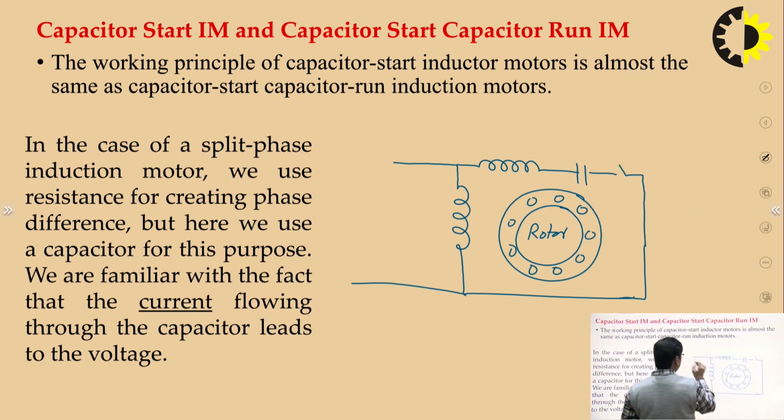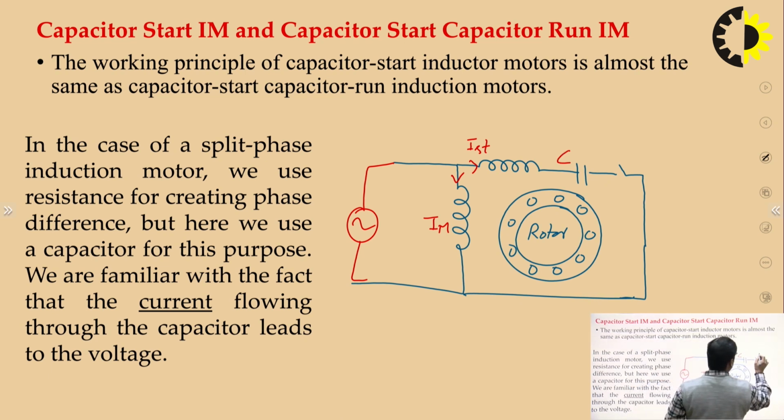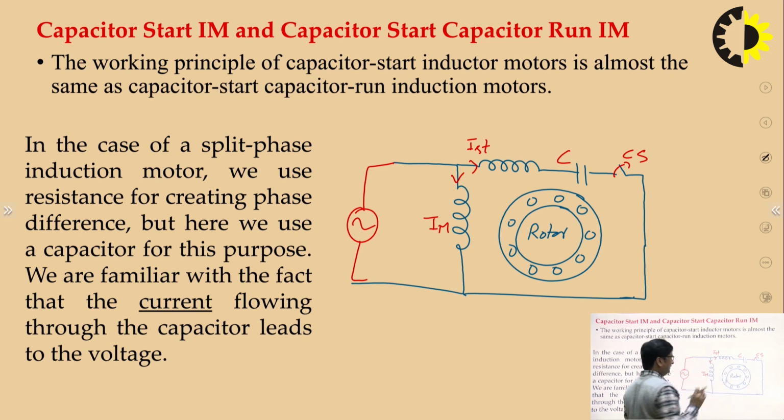So again you can say that this is the main winding, this is the starting winding. This is the supply to the stator winding, capacitor, centrifugal switch. This is the rotor. Now this is a simple circuit diagram of the capacitor start induction motor, and this is a centrifugal switch.